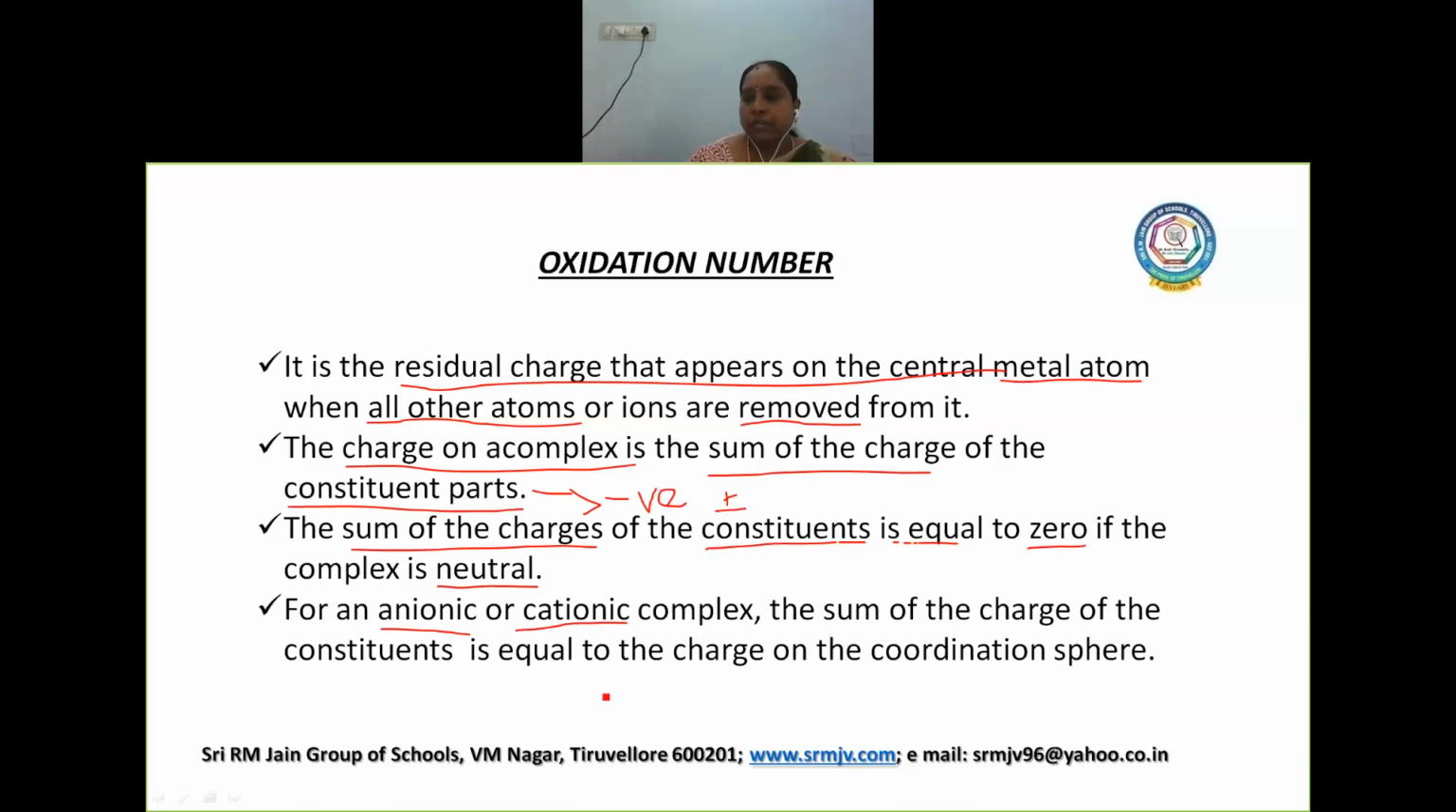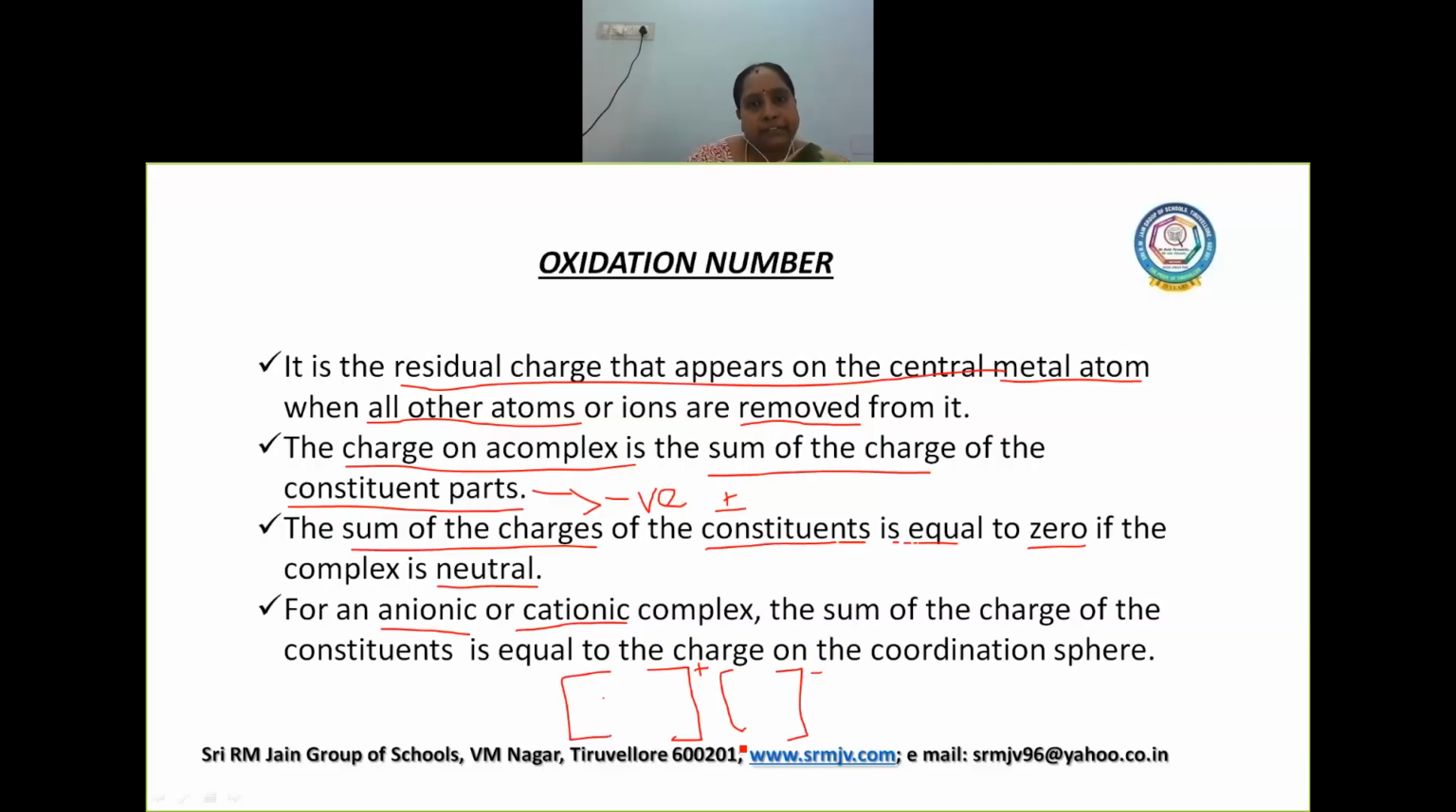For an anionic or cationic complex, for example, we may have two spheres, an anionic sphere as well as a cationic sphere. For example, this sphere may be a complex, and as it is present on the left side, it attains a positive charge, and the one on the right side will attain a negative charge. So in an ionic coordination compound, the sum of the charges of the constituents is equal to the charge of the coordination sphere.